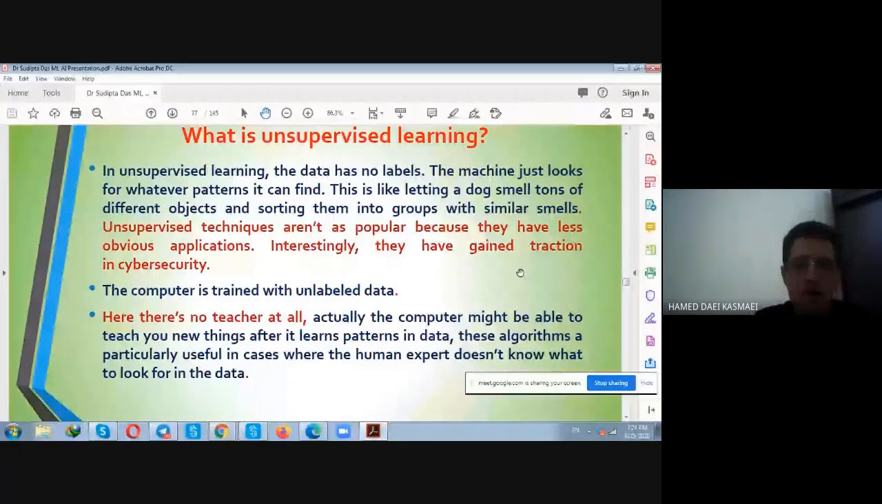Unsupervised techniques are not popular because they have less obvious applications. Interestingly, they have gained traction in cybersecurity. So you will use it in cybersecurity for loads of data that you need to categorize, and you will find hoaxes, Ponzi scammers, and hackers, categorizing the data without labels, based on pattern recognition.